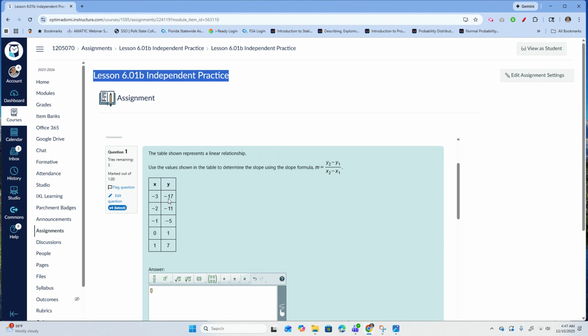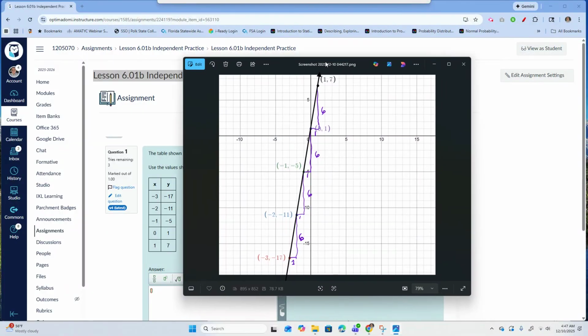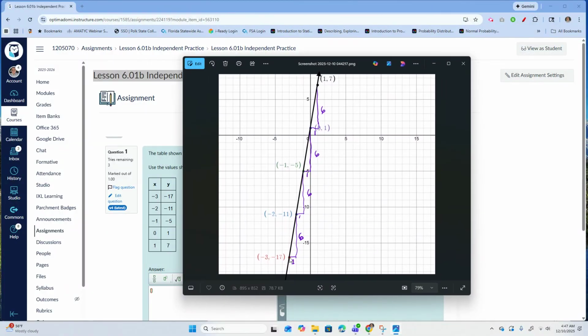So here's problem number one. Here's a table with 5 points. You can see I have 5 rows. Remember, the first column is X, second column is Y. If I take those 5 points and graph them, it will look like this. Look at the points right there: -3, -17; -2, -11; -1, -5, which is the third row; then 0, 1; and finally 1, 7. You can see all those points are neatly aligned in a straight line.